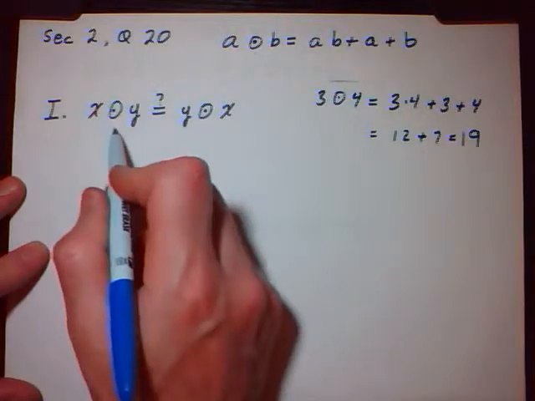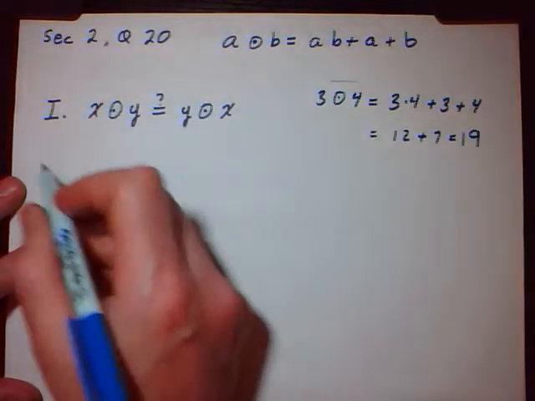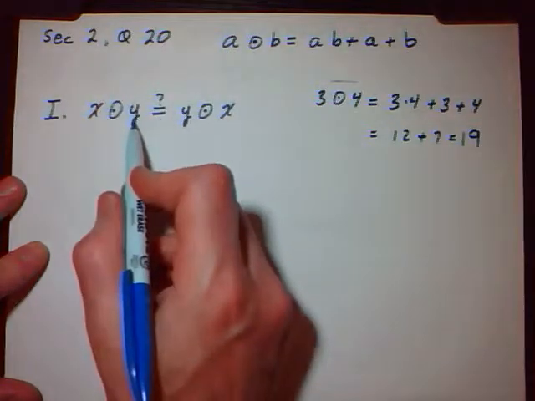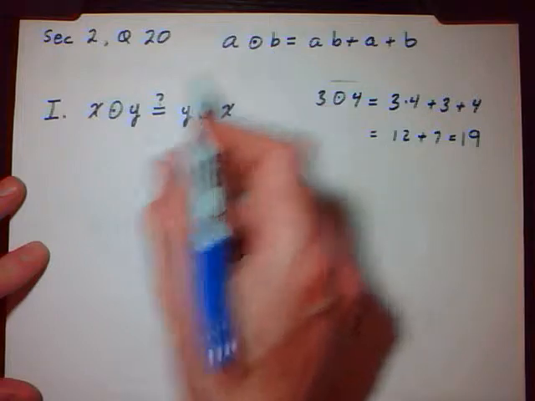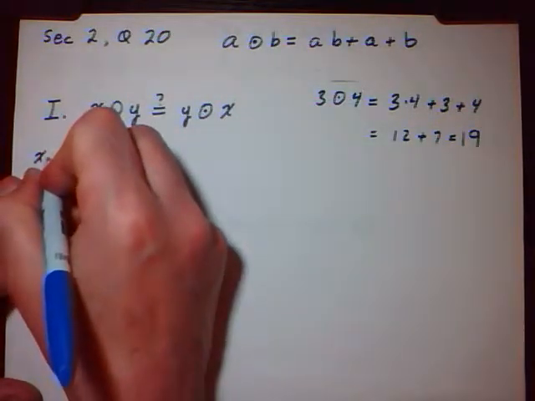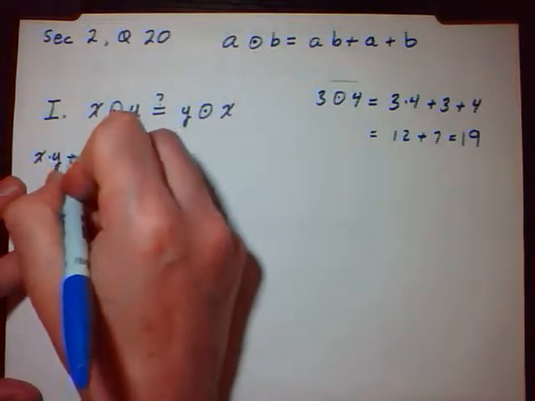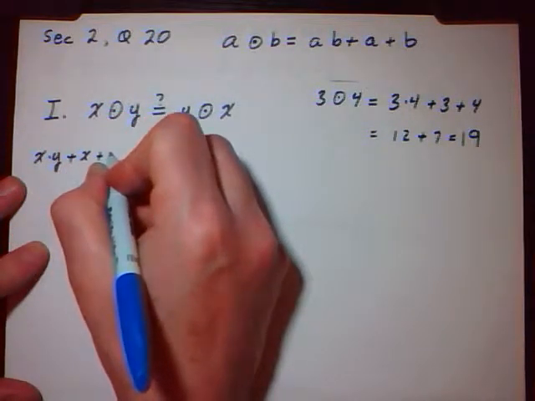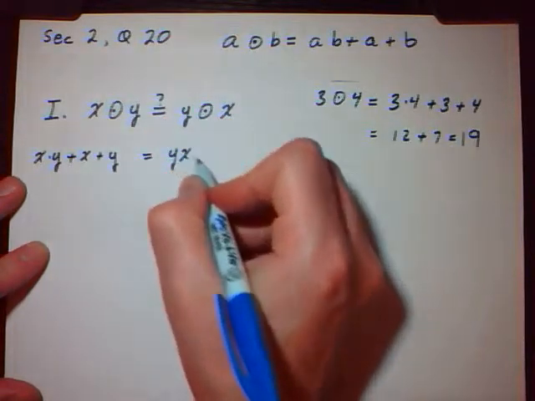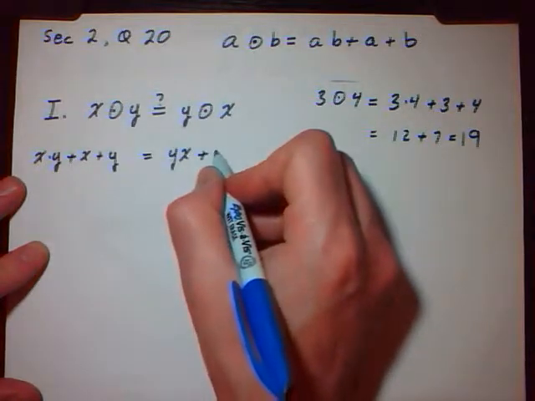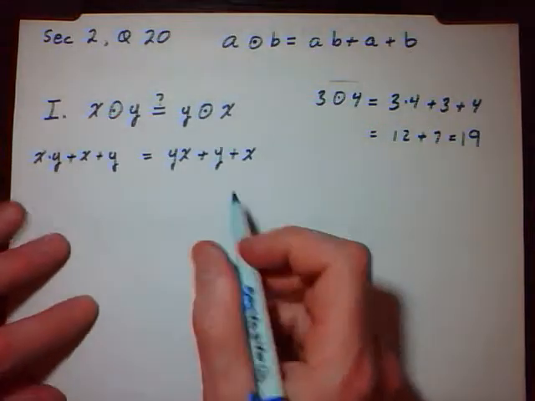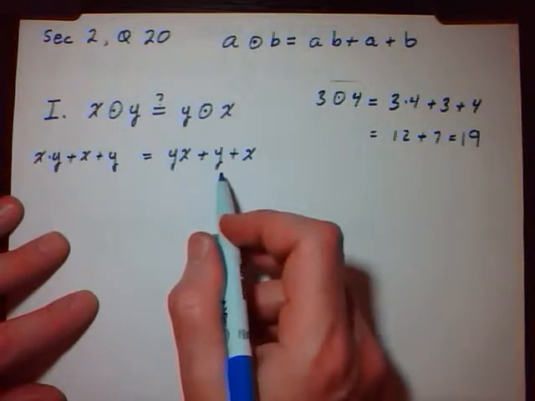So first we'll do what's on the left-hand side. x circle dot y, now again, x plays the role of a and y plays the role of b. Substituting that in, we'd get first the product x times y plus x plus y. And on the right-hand side, we get the product y times x plus the first number y plus the second number x.